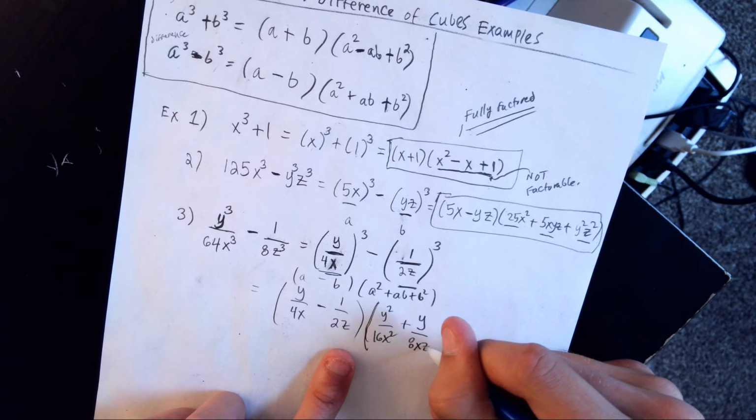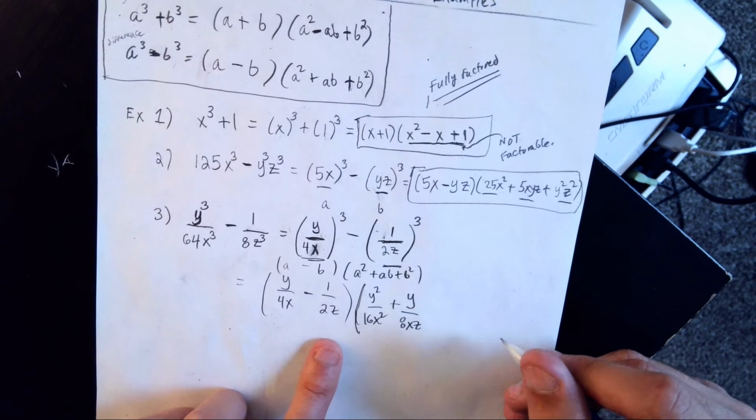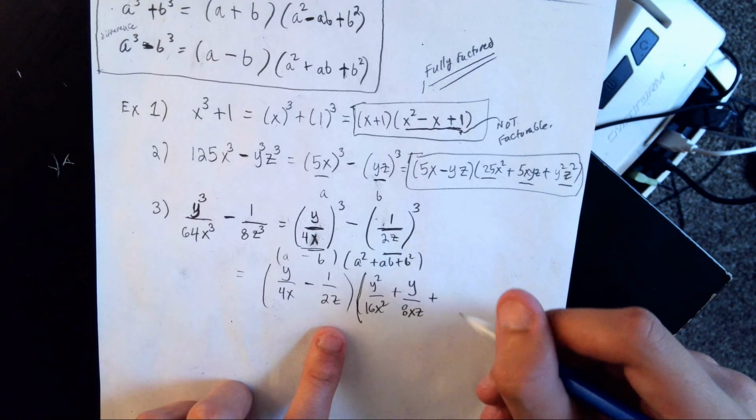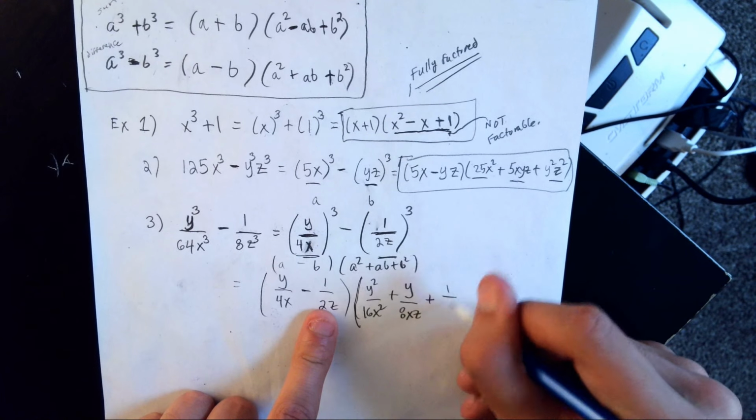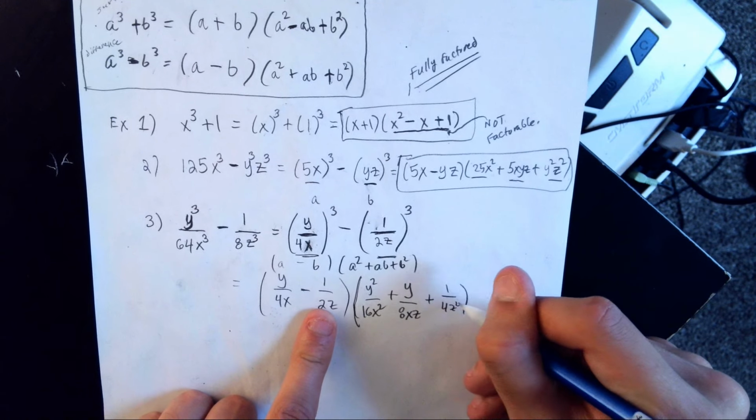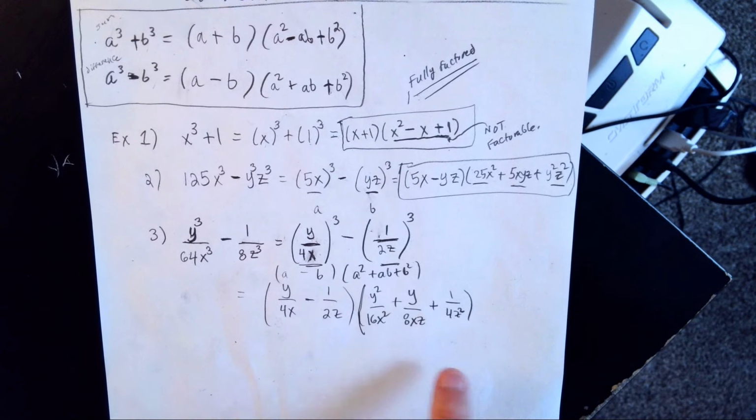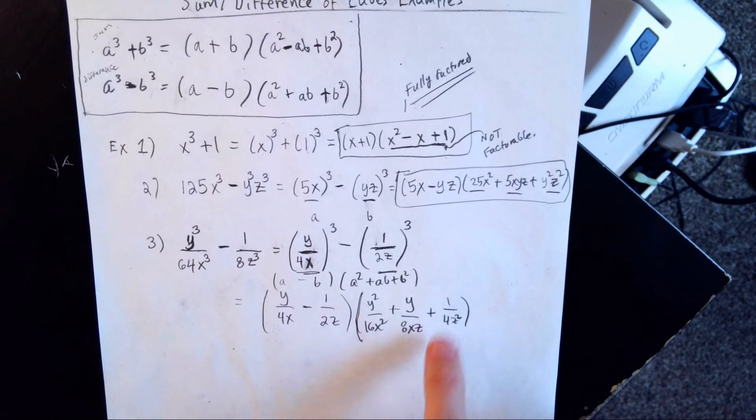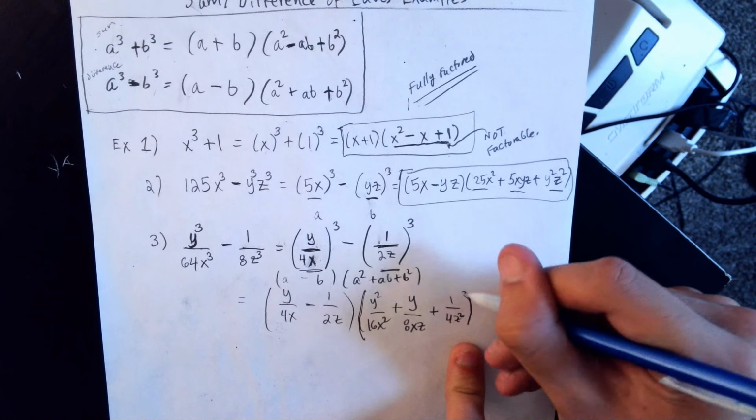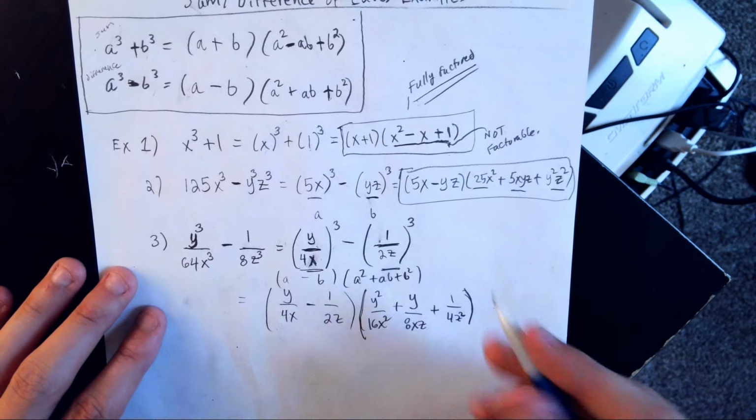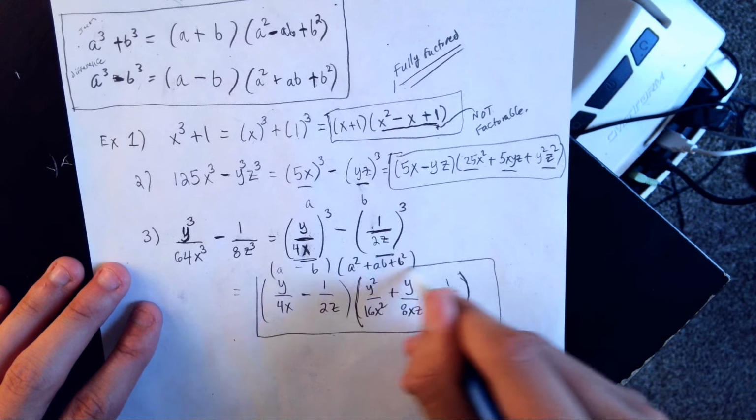Now these are some funky looking expressions, right? And then plus b squared, which is 1 over 2z squared, which is 1 over 4z squared. Check that 1/2 squared is 1/4, and check that z squared is z squared. Well, I guess you don't have to check. So anyway, we'll say that this is fully factored.